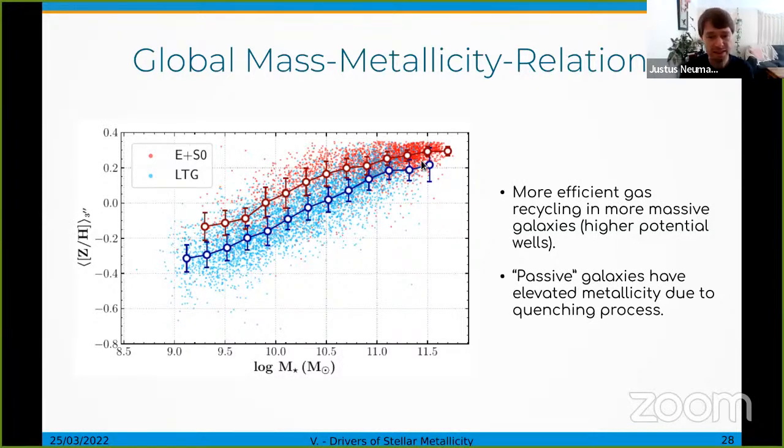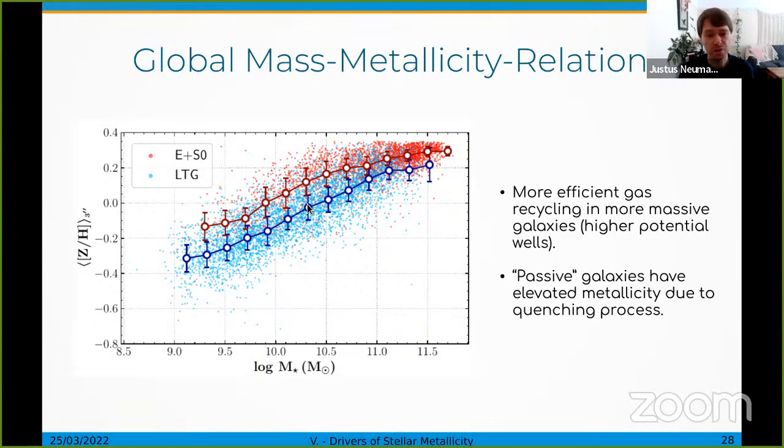More massive galaxies are more metal rich. And then we can also separate these galaxies between late type and early type galaxies. And we see that early type galaxies have elevated metallicity as compared to late type galaxies. This is usually understood as a consequence of the quenching process, where the metallicity increases much more quickly than the mass.